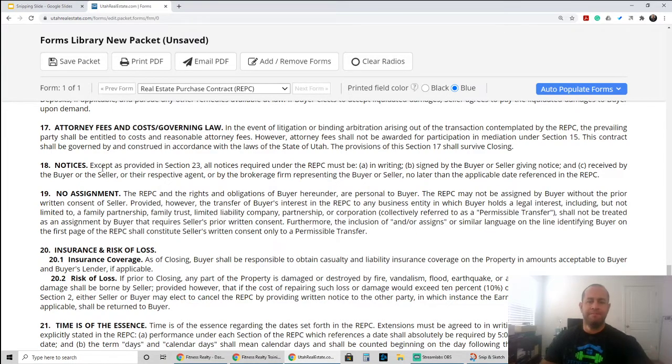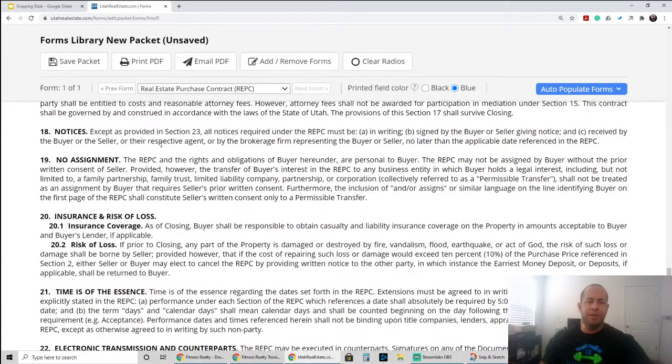All right. All notices are going to be in writing, signed by the buyer or seller giving the notice, and received by the buyer or seller or their respective agent or the brokerage firm representing the buyer or seller. Make sure everything's in writing.